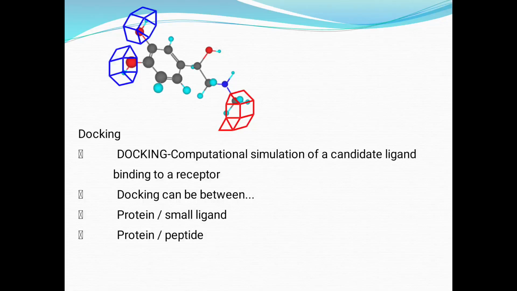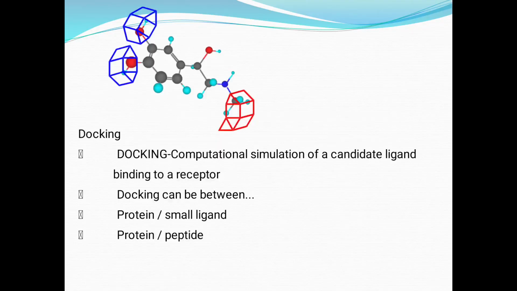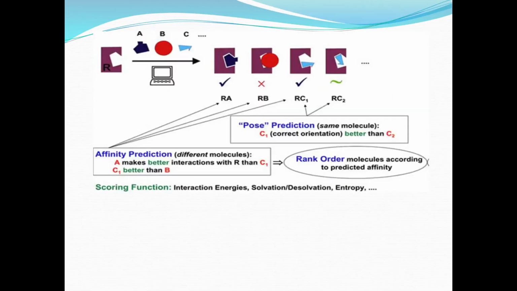Docking can be between protein and small ligand, protein and peptide, protein and nucleotide, and also protein and protein. Types of docking can be either rigid, where both the receptor and the ligand are kept rigid, or flexible, where there is flexibility in the receptor or the ligand or both. This is how exactly the docking occurs. You see that it completely fits the black piece, the maroon space, and also the blue one. The third structure is also a very correct structure. It should exactly fit in the space. It's like a jigsaw puzzle.